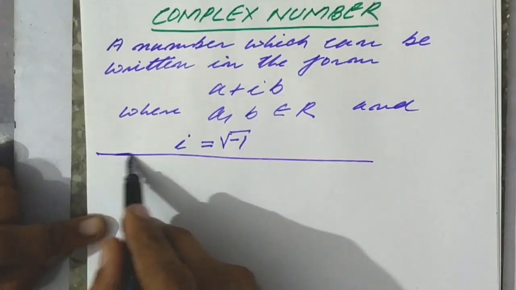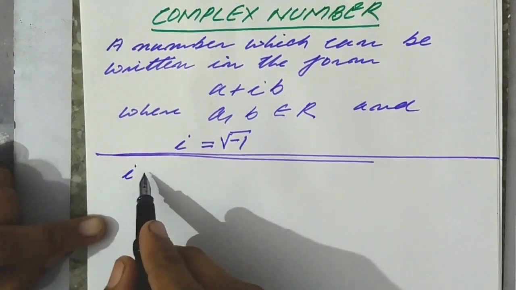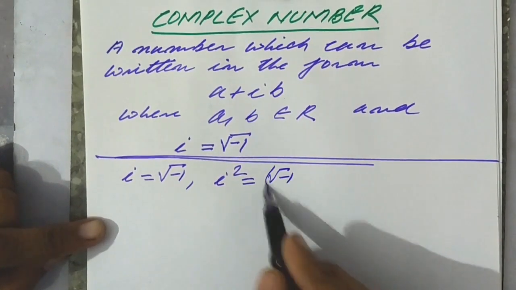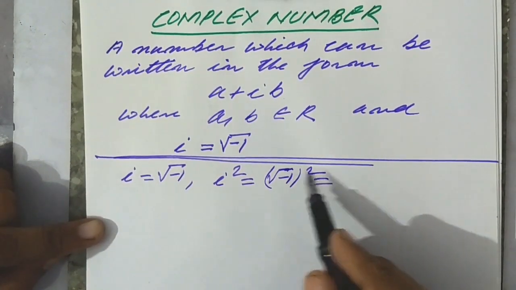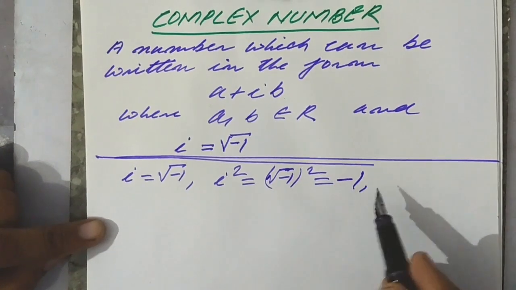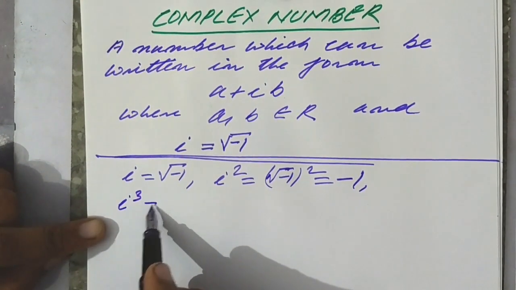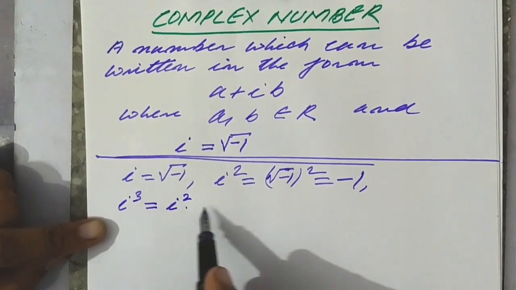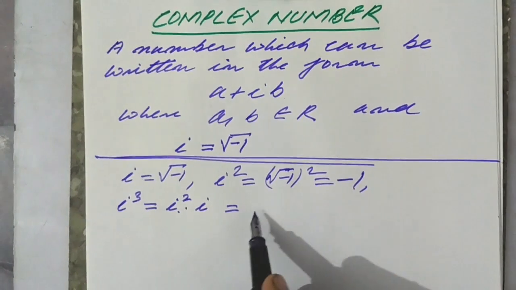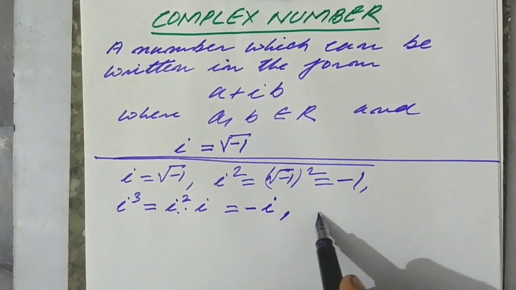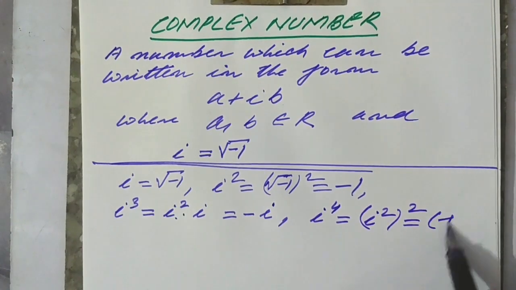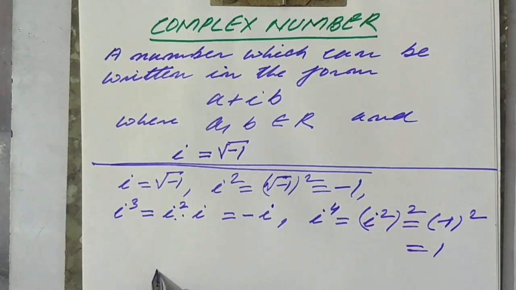So as I is equal to under root minus 1, iota square is equal to under root minus 1 whole square. Because of squaring, the root will be cancelled and you will get minus 1. So iota square is minus 1. Now iota cube may be written as iota square into iota, and as you know, iota square is equal to minus 1. So if we substitute minus 1 over here, we get minus iota. And iota raised to the power 4 may also be written as iota square whole square, that is minus 1 whole square, that is plus 1.